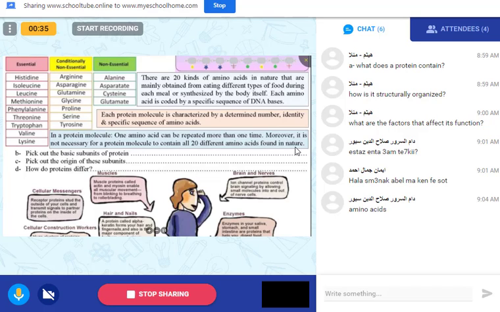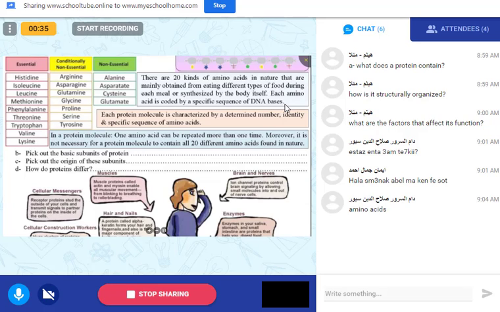So how many types of amino acids do we have in nature? We have 20. So there are 20 kinds of amino acids in nature that are mainly obtained from eating different types of food during each meal, or synthesized by the body itself. Each amino acid is coded by a specific sequence of DNA bases.